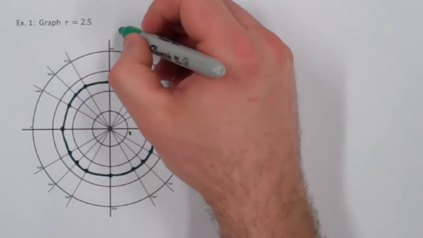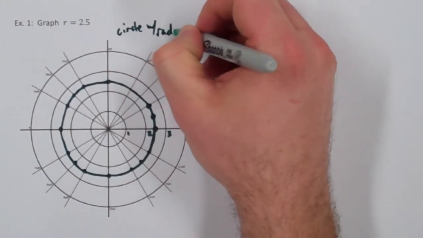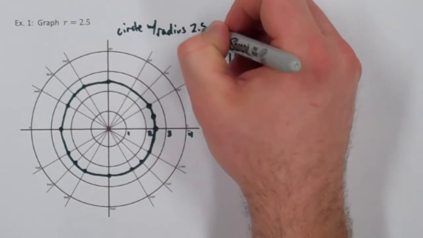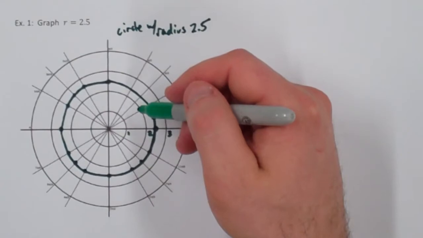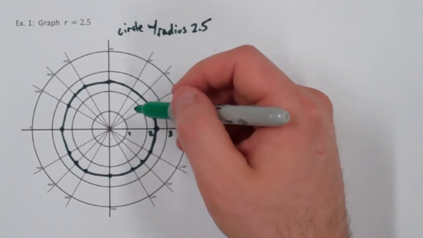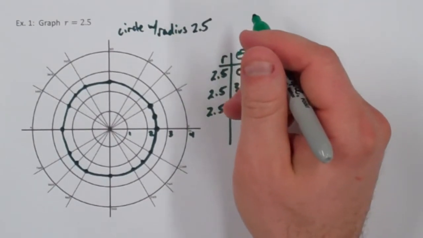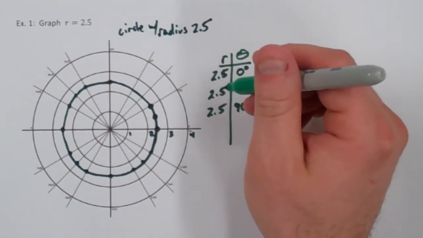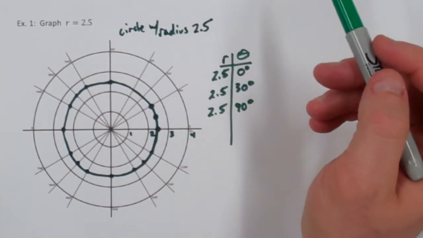So this happens to be a circle with radius 2.5. In contrast to what you would see in the rectangular coordinate world, you would see x squared plus y squared equals 2.5 squared. That's what the equation of this would be. But in polar, it's simply r is equal to 2.5.